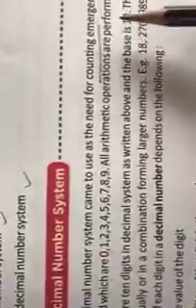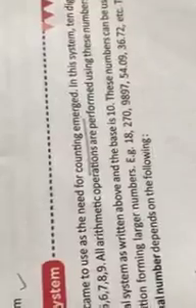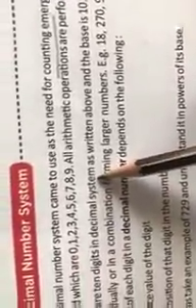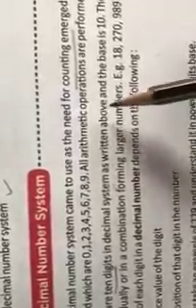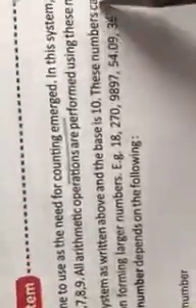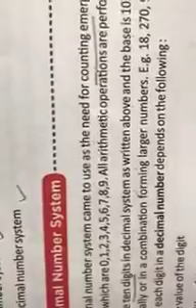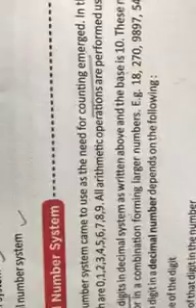All arithmetic operations are performed using these numbers. There are 10 digits in the decimal system as written above, and the base is 10. These numbers can be used individually or in combination, forming larger numbers.